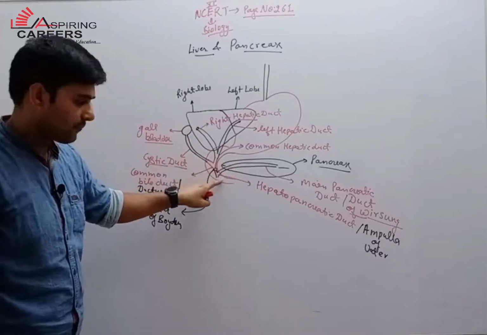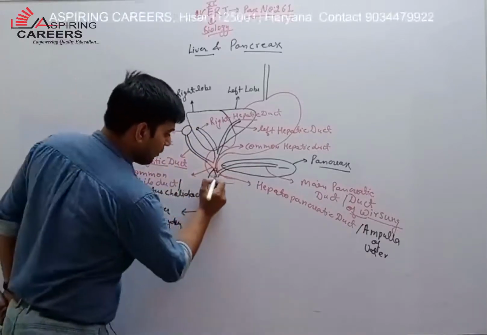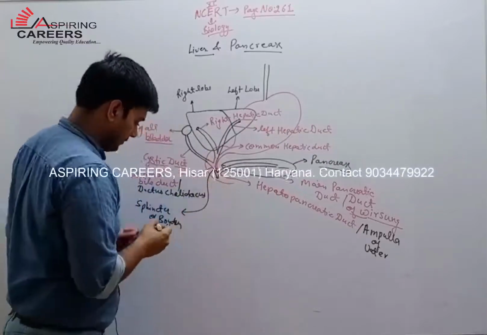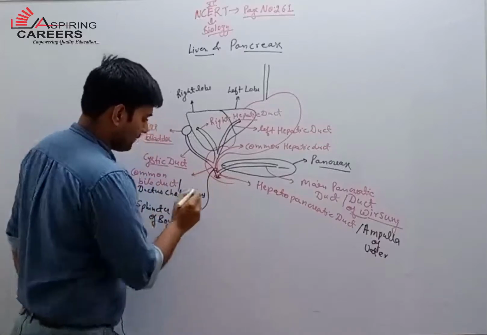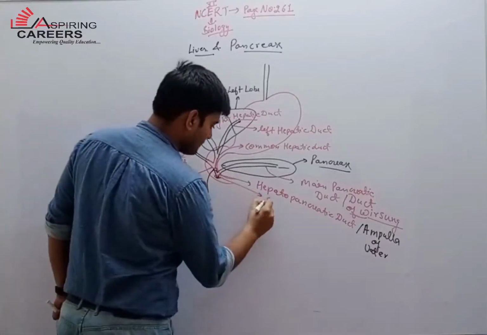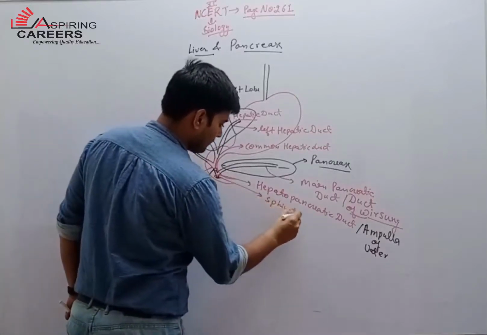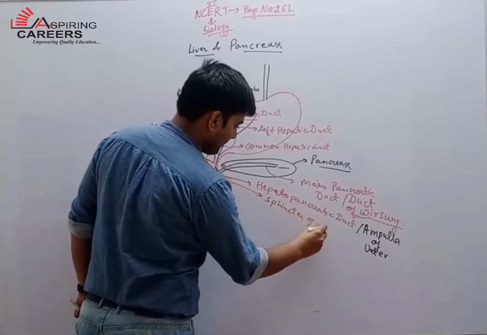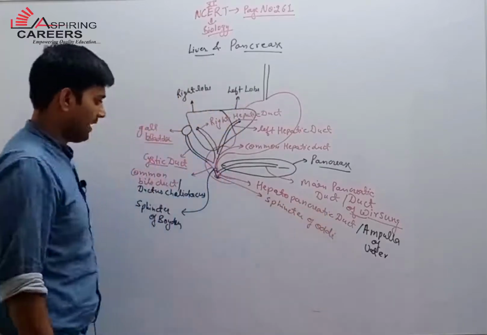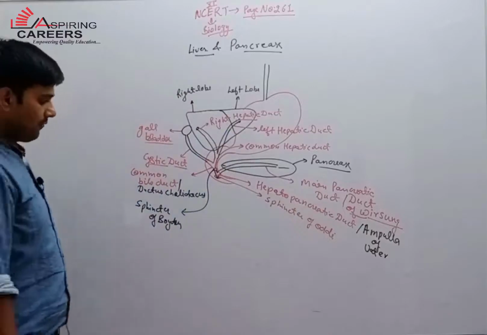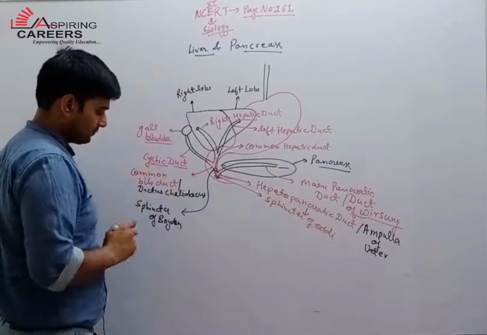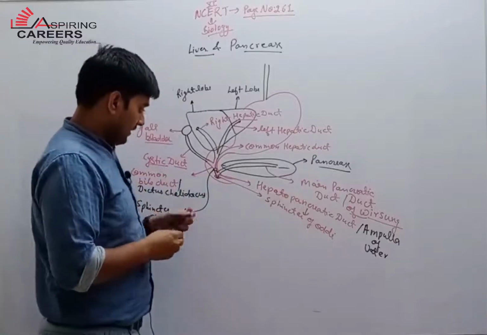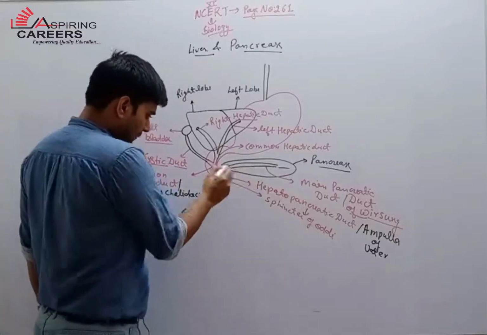into the duodenum. But this is also guarded by one sphincter. Very, very important. This is called the sphincter of Oddi, right? The sphincter of Oddi is present in the hepatopancreatic duct to guard it.